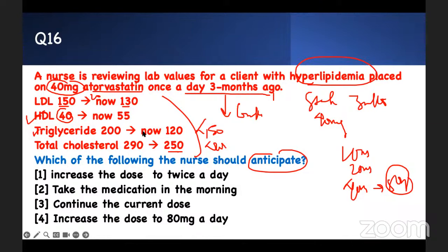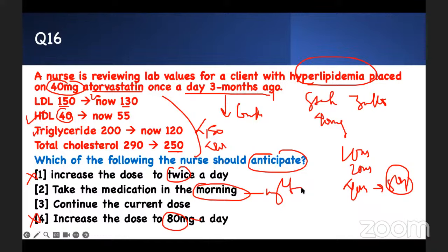Test taking skills. If you increase the dose twice a day, and you increase it 80 milligrams a day, it's the same thing. A cannot be the same as 4. A is saying the same thing as 4. Why do you want to pick it? And then you don't take this medication in the morning. You take it at night because that's when you make cholesterol. Test taking skills. If you don't know, you got to pick number 3 because 1 and 2, 4 are saying the same thing. And you don't take the medication in the morning.